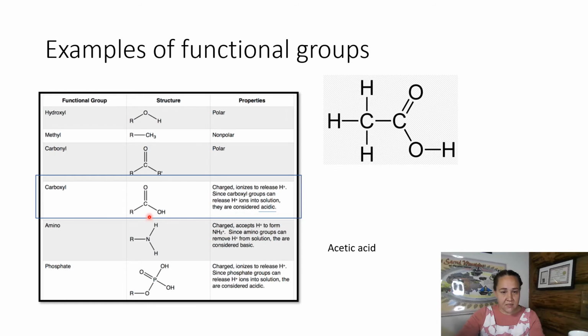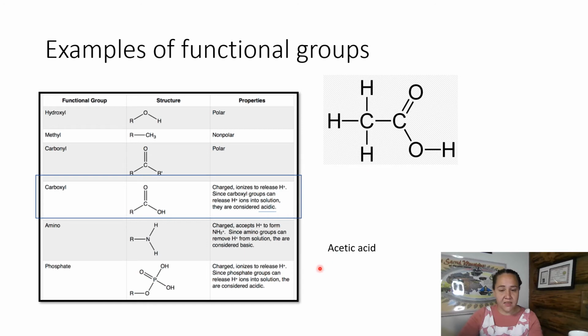Carboxyl is another functional group that I want you to know, and it has a carbon double bonded to an oxygen. There's a single bond to an oxygen and then another single bond to an oxygen. So the property of a carboxyl is not that it's polar, but instead it's considered acidic.